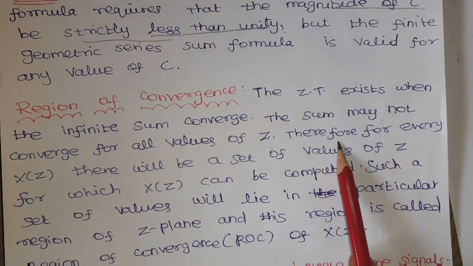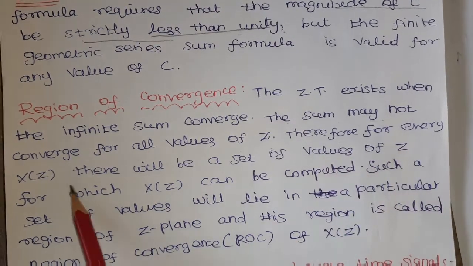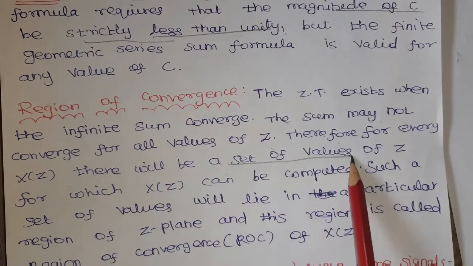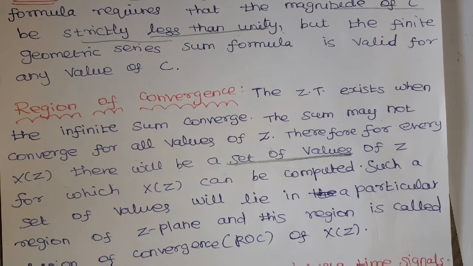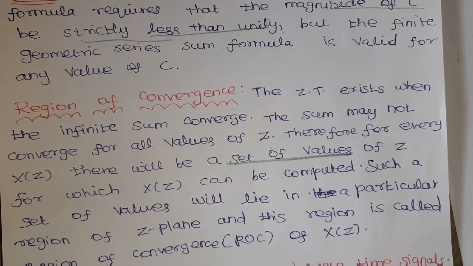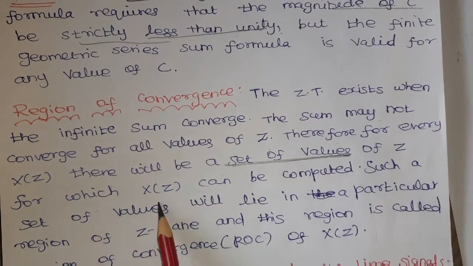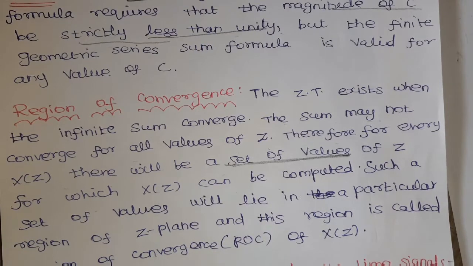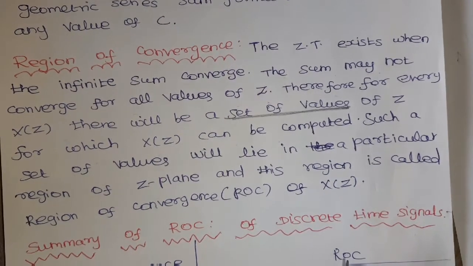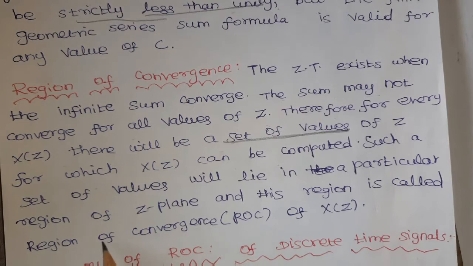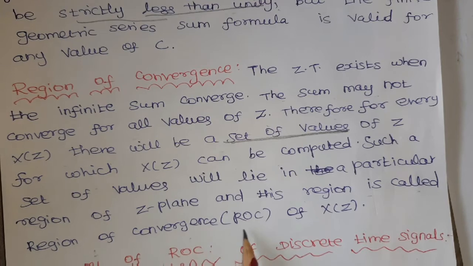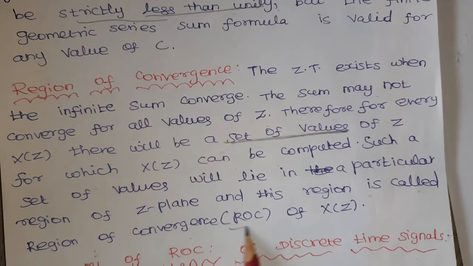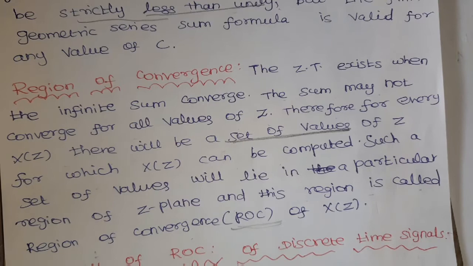So therefore, for every X of Z, there will be a set of values of Z, because it may not converge for a certain value of Z. It will be a set of values of Z for which X of Z can be computed. Such a set of values will lie in a particular region of the Z plane, and this region is called the region of convergence. In short, we call it the ROC of X of Z.